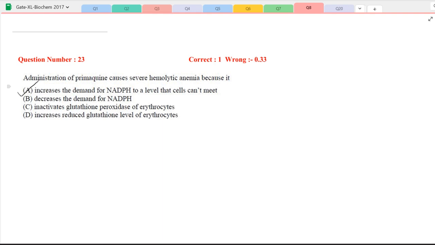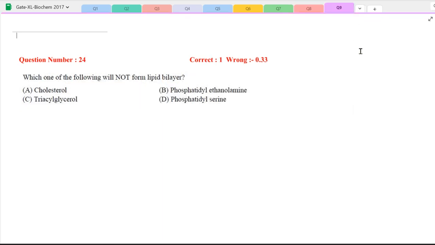So it is not through inactivating the glutathione peroxidase, or reducing glutathione levels of erythrocytes. Instead, it increases the NADPH demand to such a high extent that the cells can't meet it. Moving on to the next question.